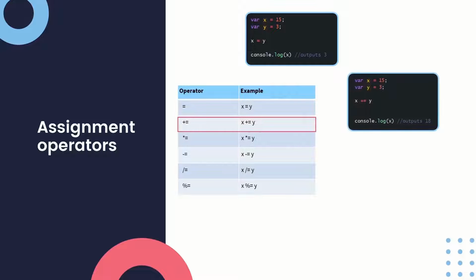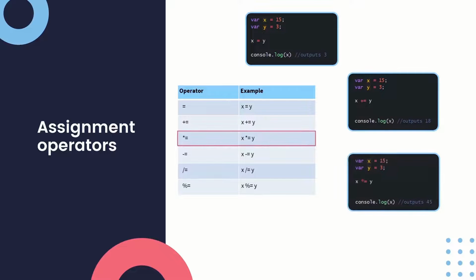We can even do some sort of addition where we can say x is equal to the result of x plus y, and this outputs 18. Next, we can do multiplication as well, which is quite powerful.